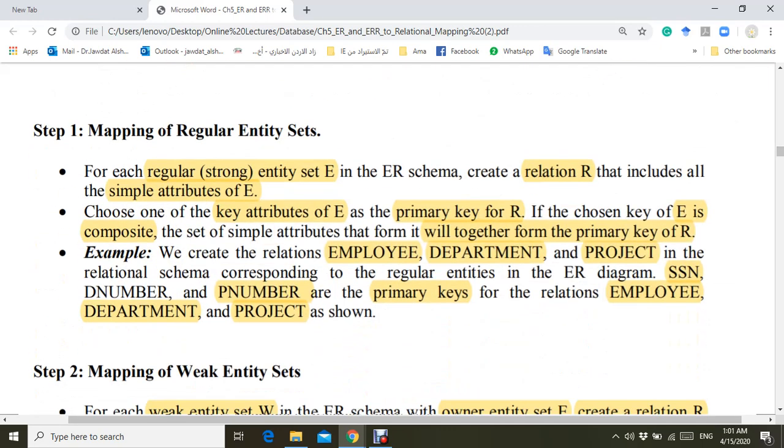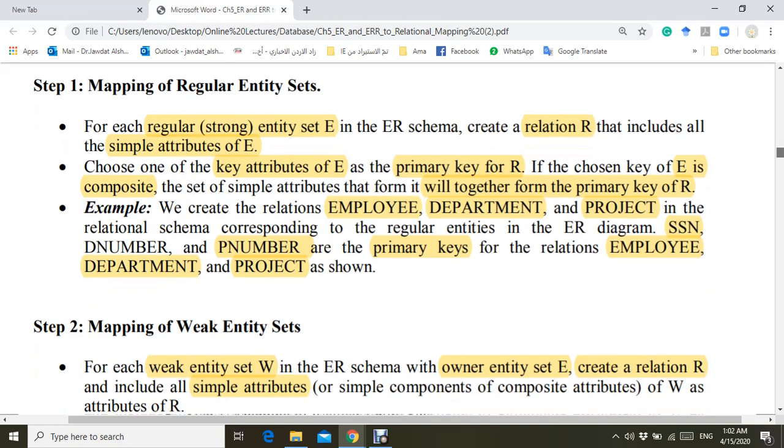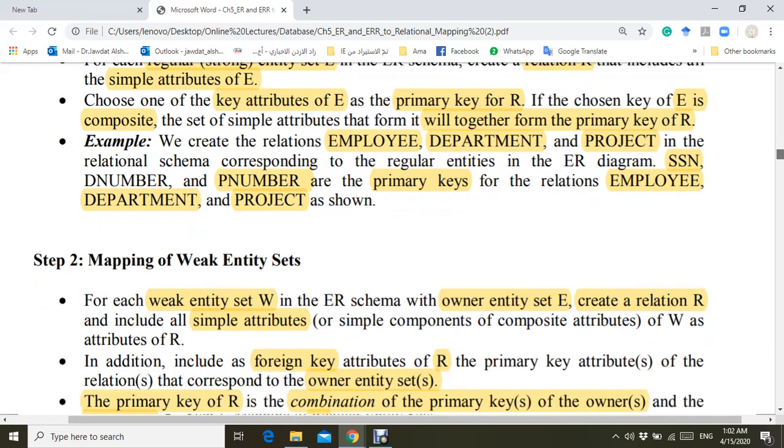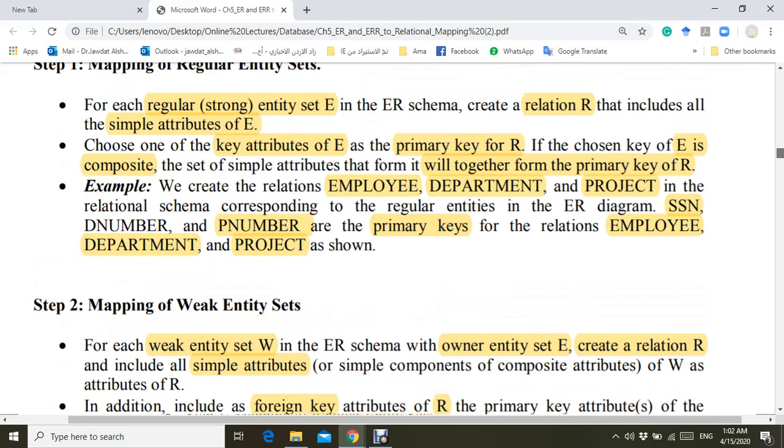For these relations we have to choose a primary key, which is unique among all the entities in this relation. It was a key in the ER, now it's a primary key. Okay, we add all the attributes to this relation, and most of the time we name them the same as in the ER. So this is how we map the regular entities.